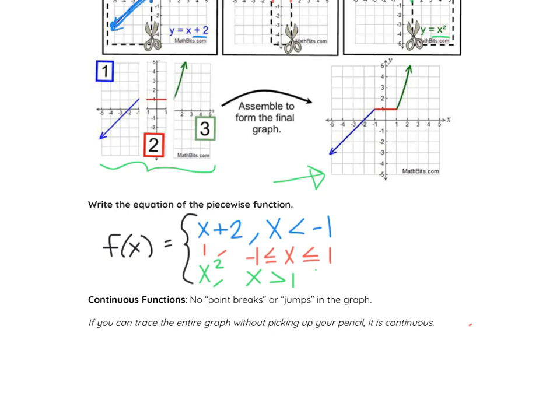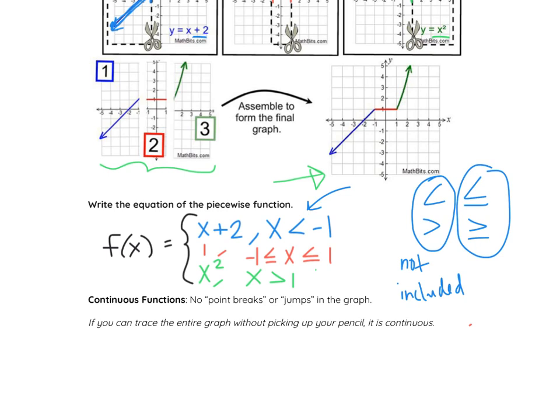So the next thing is just a note about continuity. So I'm actually going to draw this before I move further. This is less than, this is less than or equal to, and then this is greater than, and then greater than or equal to. So for these, the value is not included, right? And for these, with the or equal to, the value is included.